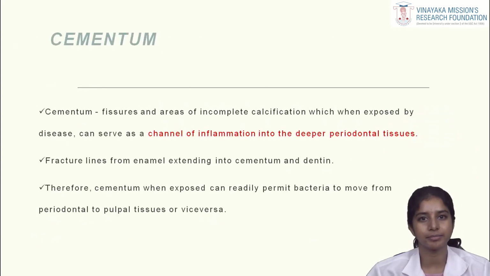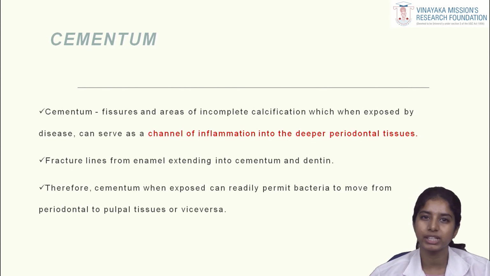Then we have cementum. The fissures and areas of incomplete calcification present in the cementum, when exposed by the disease, serve as a channel for inflammation into the deeper periodontal tissues. The fracture lines from enamel may extend into the cementum and also into the dentin. Therefore, exposed cementum can readily permit bacteria to move from periodontal to the pulpal tissues, or vice versa.